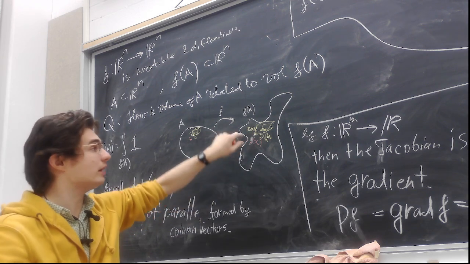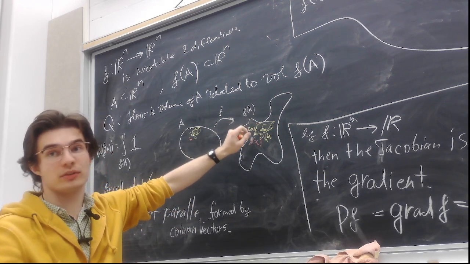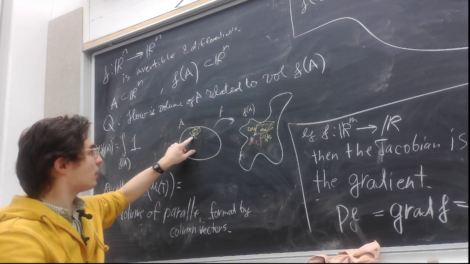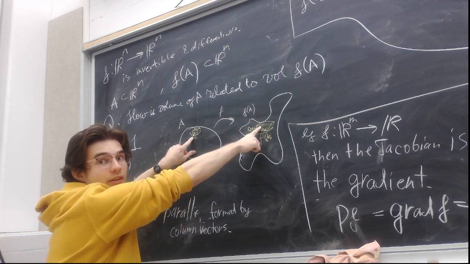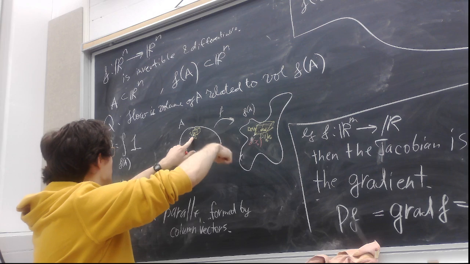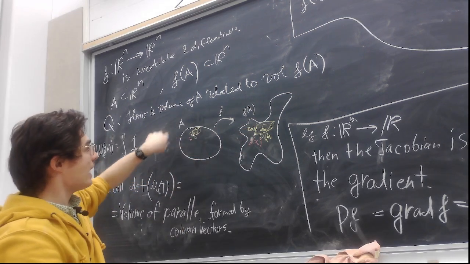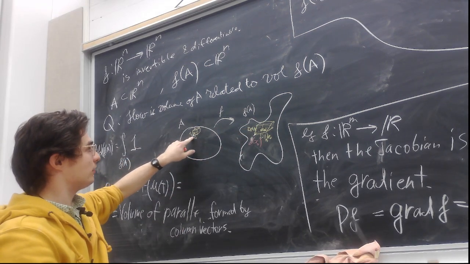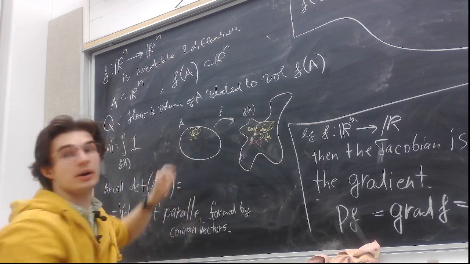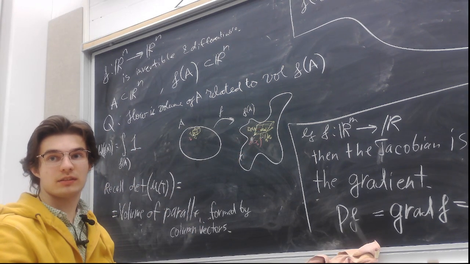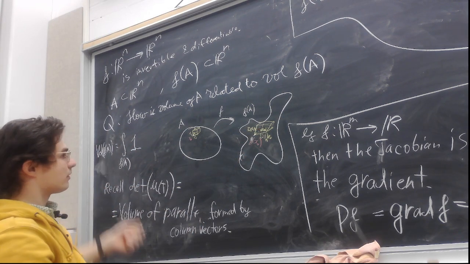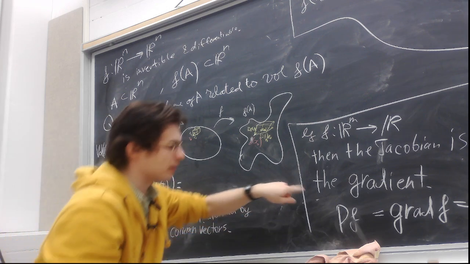So I want to do an integral over this area and add up all these boxes. But now I know that this box corresponds to this box here. So instead of doing an integral over f of a, I can do an integral over a, but instead of adding up the volumes of these boxes, I'd be adding up the volumes of these boxes. Yes? Can I erase this gradient stuff?